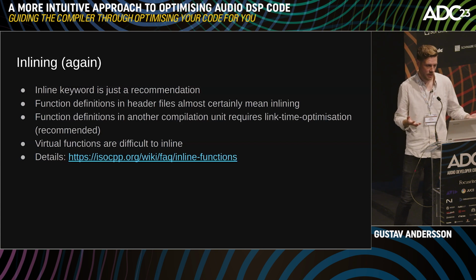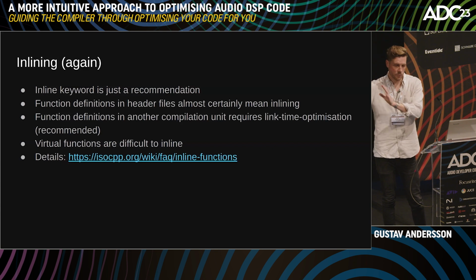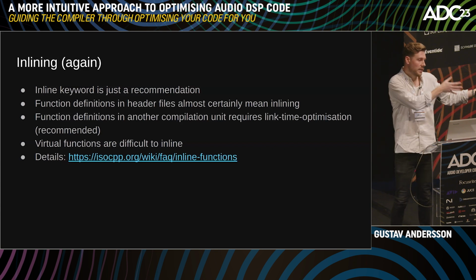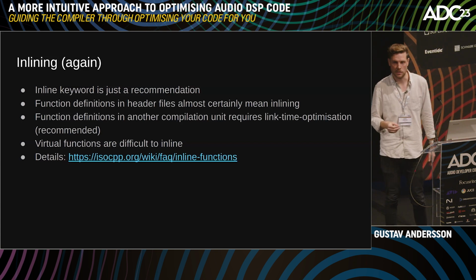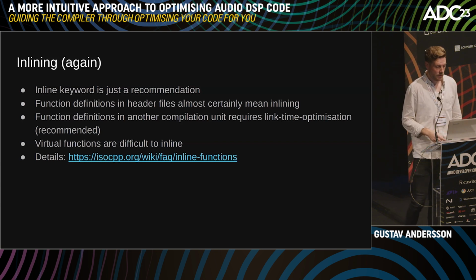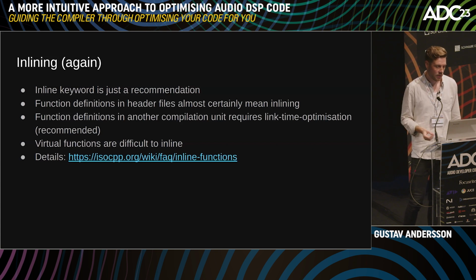The other example is if you have a function that's defined in one source file, so it's in one compilation unit, and you link to it from another compilation unit, then it cannot be inlined unless you use link time optimization, which I think you should. And virtual functions are very hard to inline because of their double dispatch. You need to go through a vtable, and you don't know at compile time which function you're actually going to call. And they also have a higher overhead.